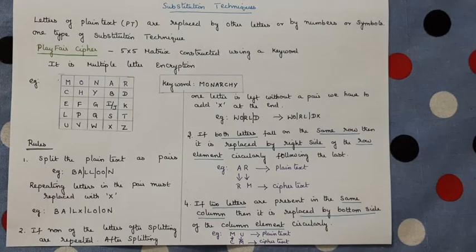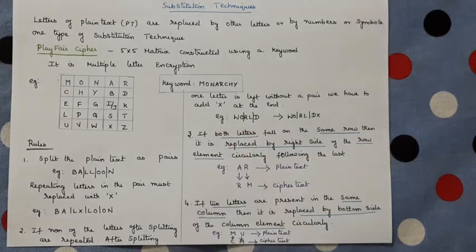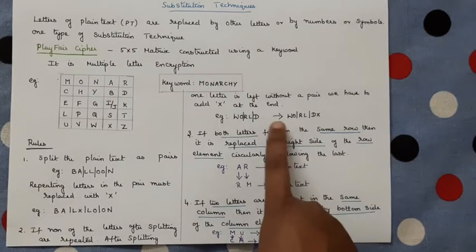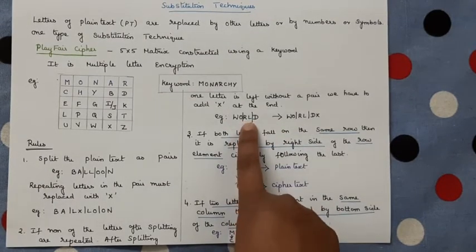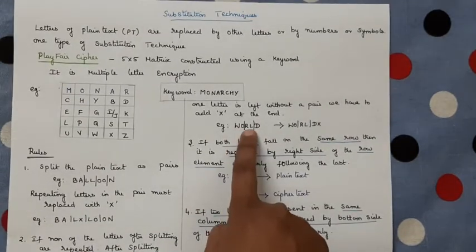And the second rule is, if none of the letters after splitting are repeated, what you are going to do is see whether all the letters are having pairs. So if you see, I have taken an example called world, and I am splitting it into two letters. When I split it, it will be WO, RL, and then D.